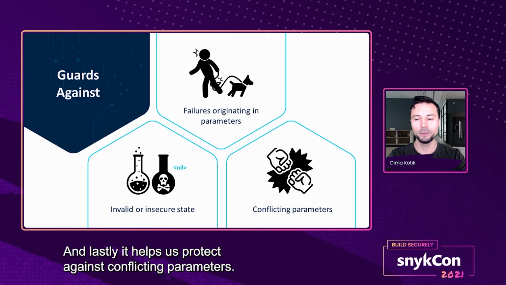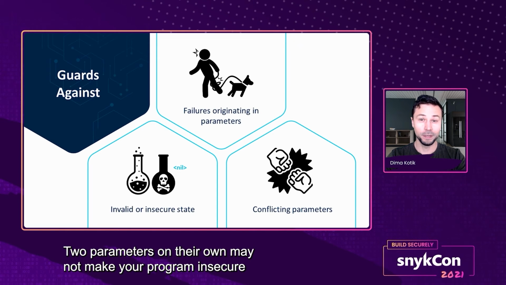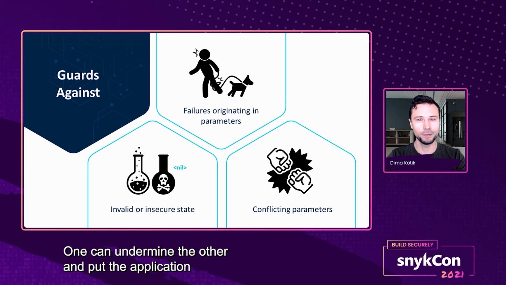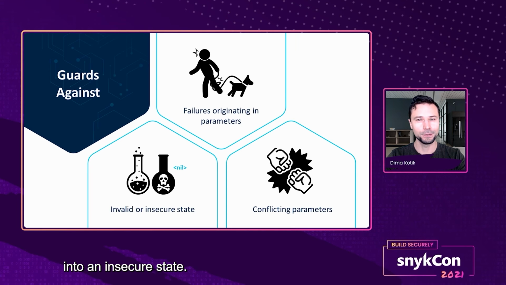And lastly, it helps us protect against conflicting parameters. Two parameters on their own may not make your program insecure, but interactions between them can easily do so. One can undermine the other and put the application into an insecure state.